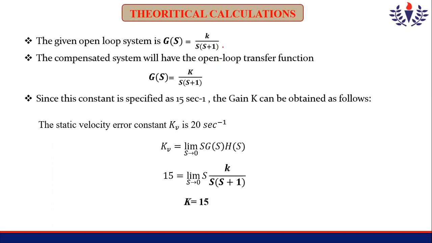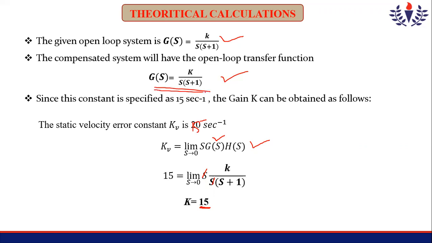Coming to the theoretical calculations, the given open loop system is there, and they already gave the static velocity error constant Kv value as 15. How to find Kv: it is the limit as s tends to 0 of s times G(s) times H(s). Now G(s) is the open loop transfer function, and H(s) is the unity feedback. If we substitute the values, the s terms get cancelled, and with s tending to 0, we get K as 15. The system gain K value is 15. Substituting it, we get the transfer function 15 / (s(s+1)). That is our open loop system.